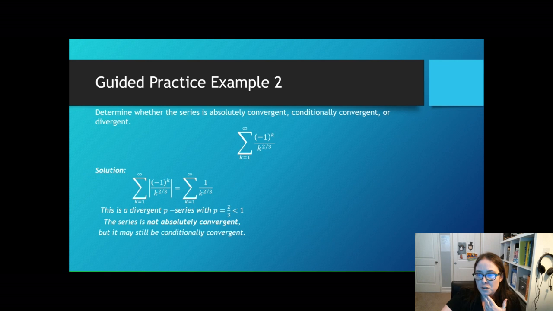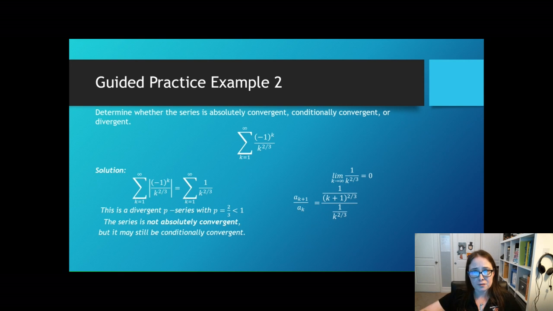Okay, now looking back at the original series before I took the absolute value, that right there is an alternating series. So I can do the alternating series test on it. That means I'm going to take the limit of the nth term, leaving off that -1 to the k. And yes, that does go to 0. So the first condition of the alternating series test is met. And then next would be the ratio of successive terms. So I'm going to take a sub k plus 1 over a sub k, which looks something like this: 1 over k plus 1 to the 2/3 over 1 over k to the 2/3.